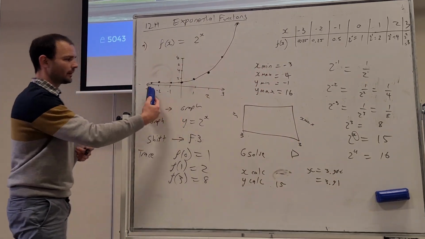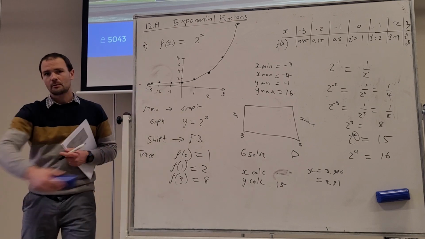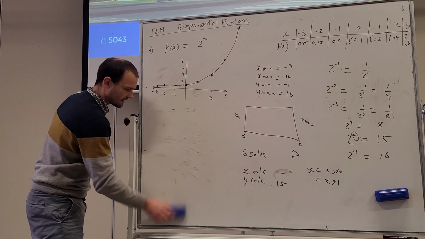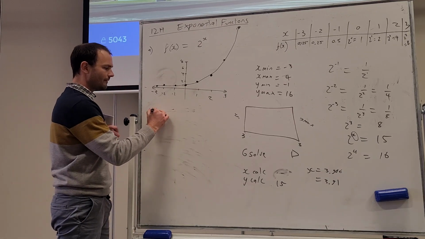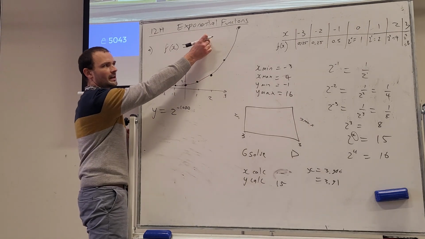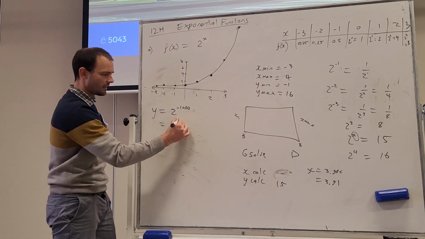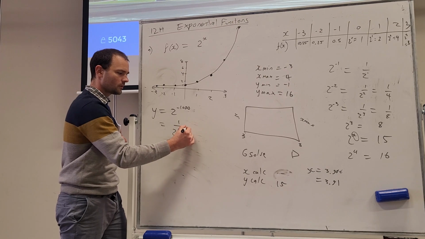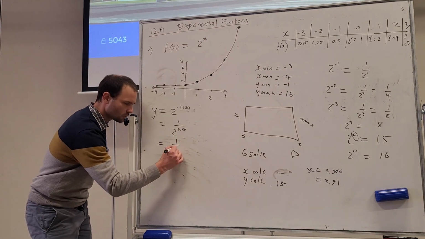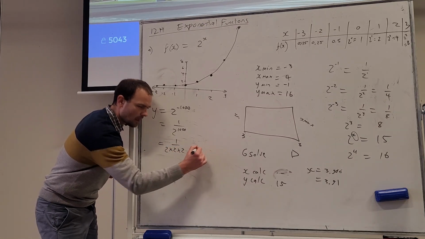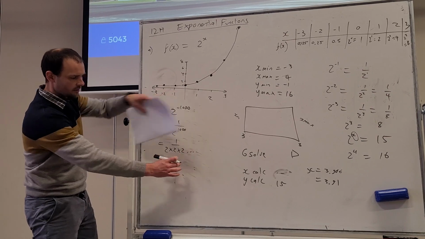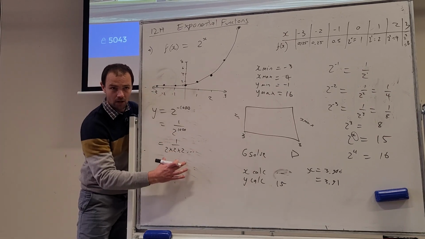Let's say we're going, here at x is -3, let's say we go all the way to x is -1,000. If we go to x is -1,000, the y value is going to be 2 to the power of -1,000. That's 1 on top of 2 to the power of 1,000, which is 1 divided by 2 times 2 times 2 times itself 1,000 times. This is an enormous number, right? So we have 1 divided by this enormous number.